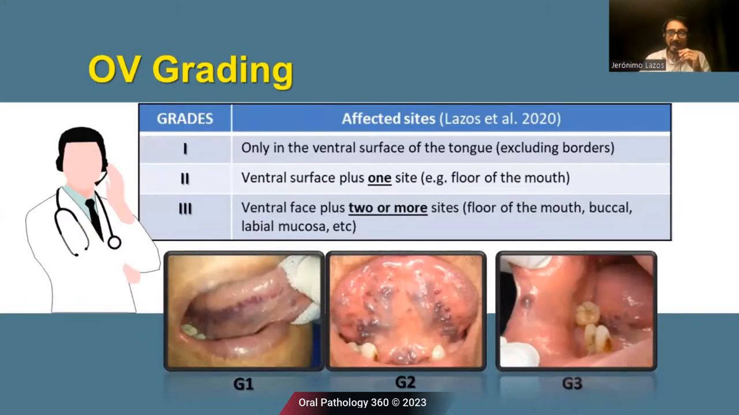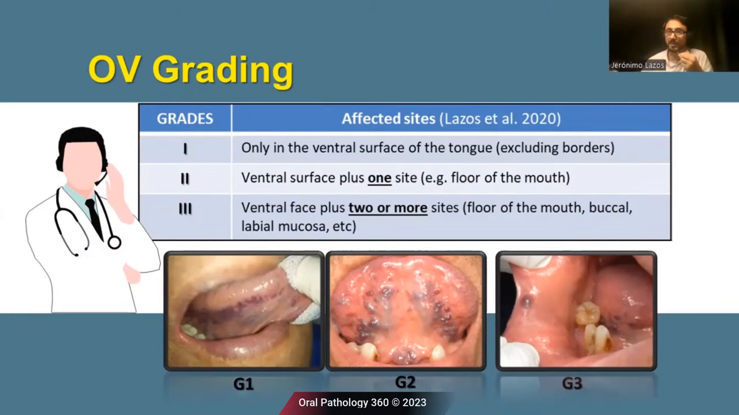A grading system of affected sites was developed to help to better correlate the oral varices presence and extension, that is, more affected sites, with the different systemic conditions. This isn't widely used, it was developed by our research group, and it is like this. What we call grade 1 varices is a patient that has varicosities only on the ventral surface of the tongue. So when we say grade 1 varices, the patient has an oral varicosity. When we say grade 0, the patient has none. In grade 2, the patient has the same as G1, so the ventral surface of the tongue affected, plus one site with oral varicosities.